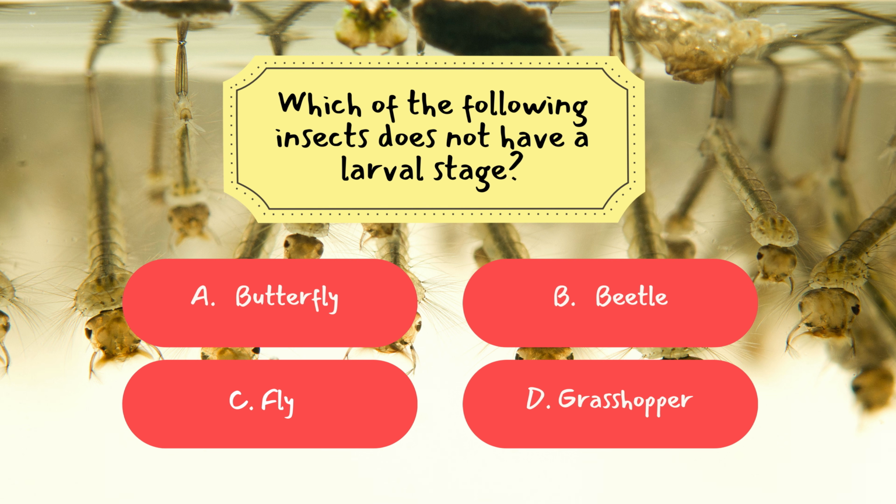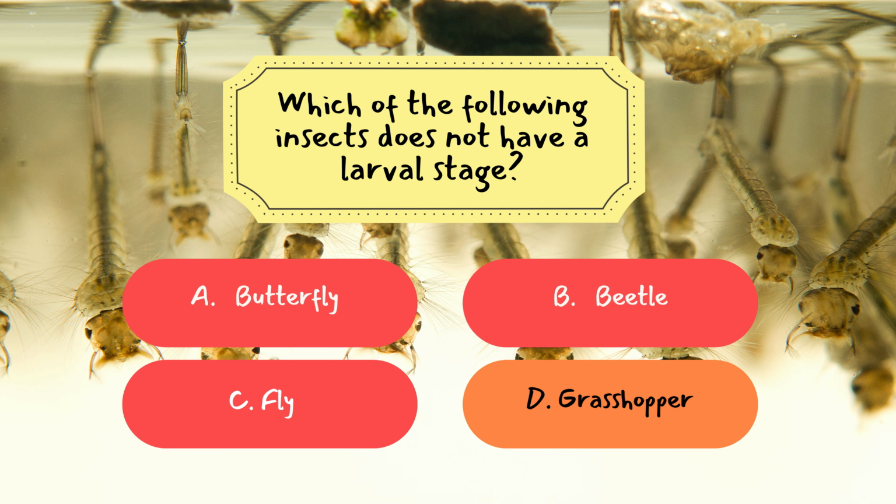Correct. Answer D. Grasshopper. Grasshoppers undergo incomplete metamorphosis, meaning they hatch as nymphs that resemble small adults. They do not have a larval or pupal stage. Butterflies, beetles, and flies all experience complete metamorphosis, which includes a distinct larval stage that looks completely different from the adult.